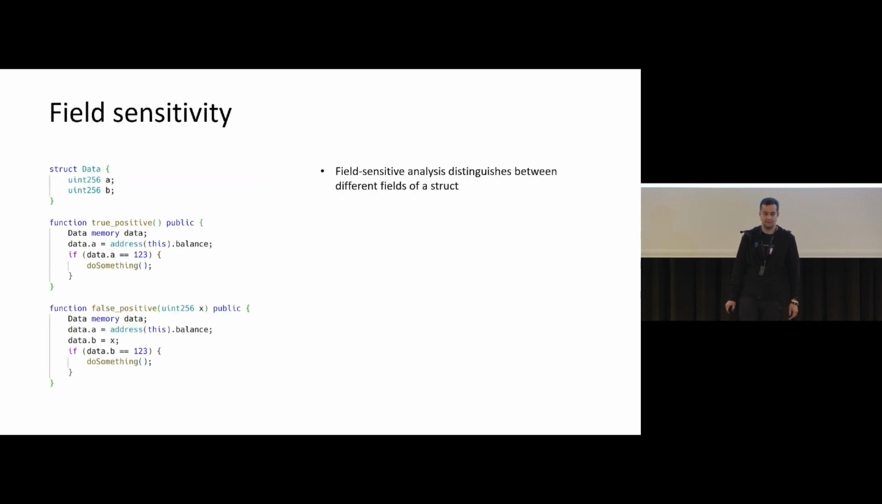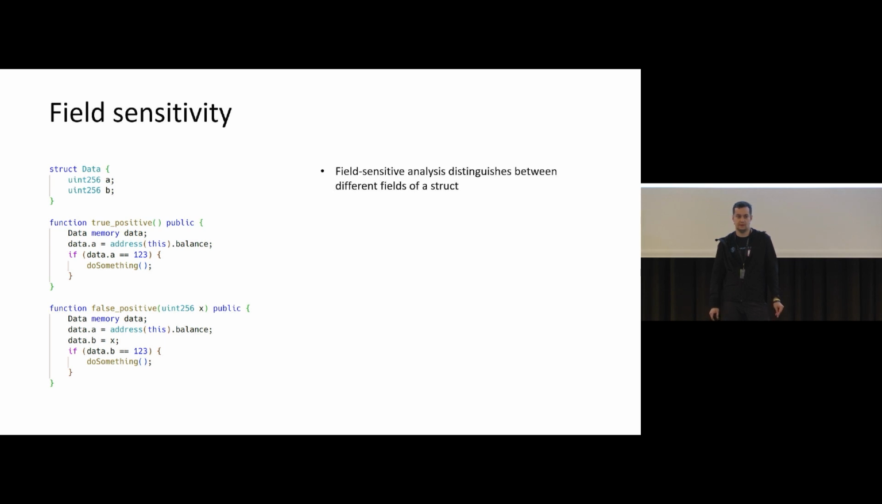Another precision technique is field sensitivity, right? We know in Solidity there are a lot of structs, right? This is a data type that allows you to put a bunch of variables in one variable, right? And it is actually, on the analysis level, already quite hard to distinguish between different fields of structs, right?